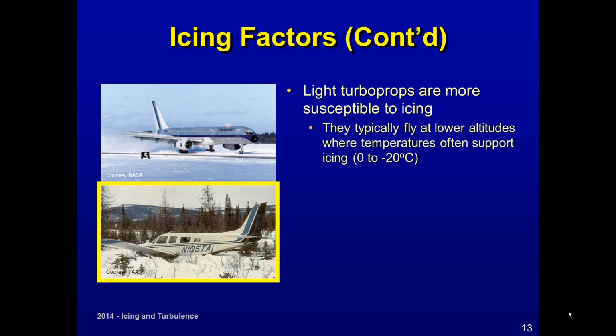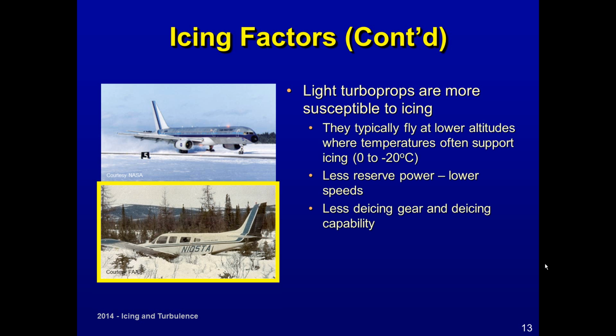Light turboprops are more susceptible to icing because they typically fly at lower altitudes, where temperatures often support icing. They also have less reserve power, they fly at lower speeds, they have less de-icing capability, sometimes no de-icing capability whatsoever, so the majority of icing-related accidents occur with non-jet aircraft.